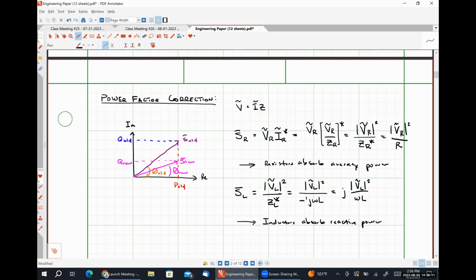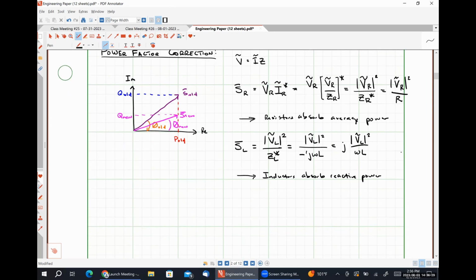So if we included more inductance, we would actually make Q larger, which is the opposite of what we are trying to do. So by process of elimination, we probably need to add a capacitor into our system. Let's just see if the math bears out.